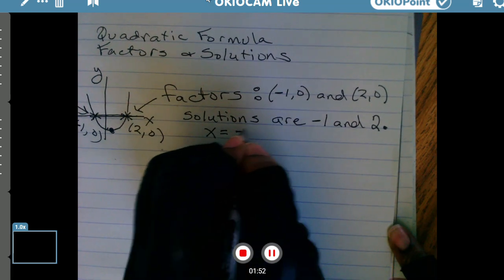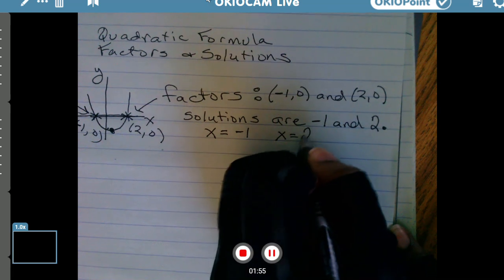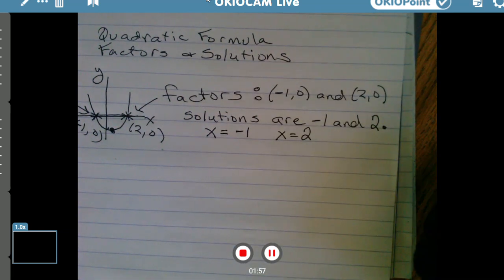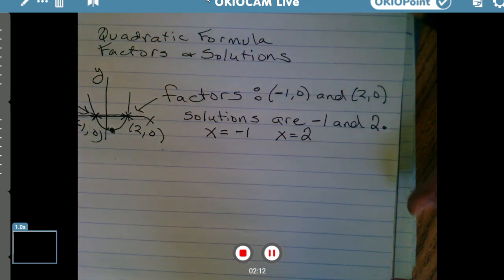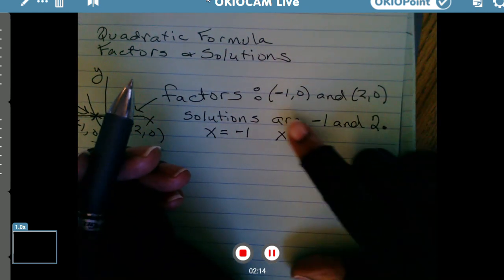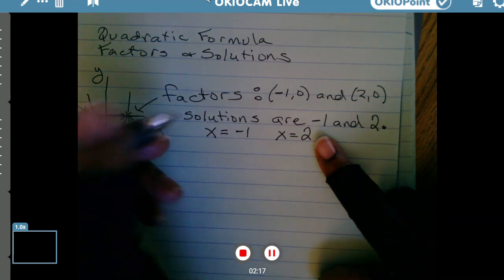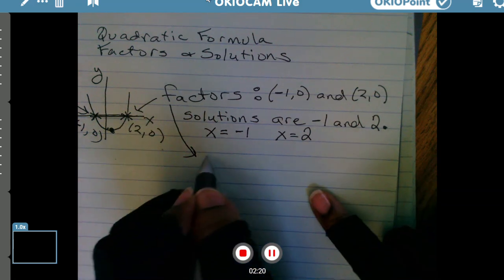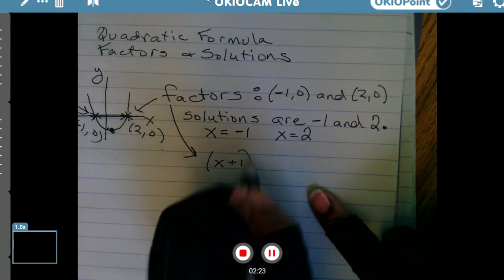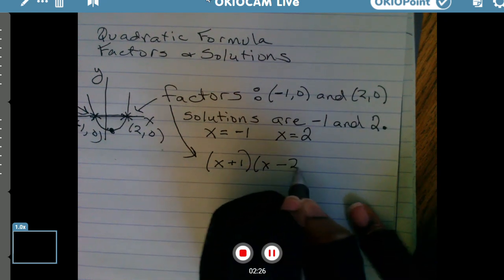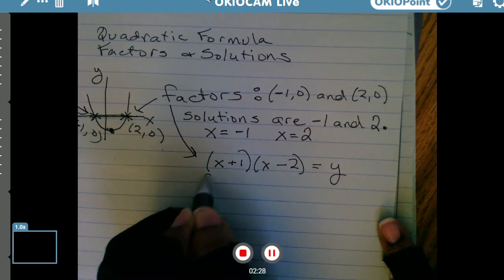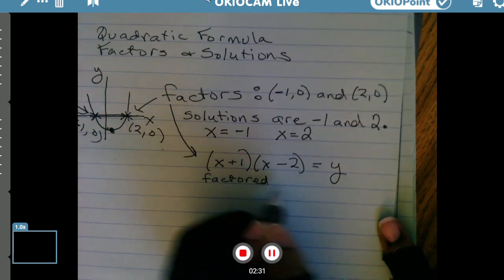As in x equals -1 and x equals 2. Those are the solutions. The factors form the solutions. And so you're going to write this as (x + 1)(x - 2) equals y. So this is the factored form of the quadratic.